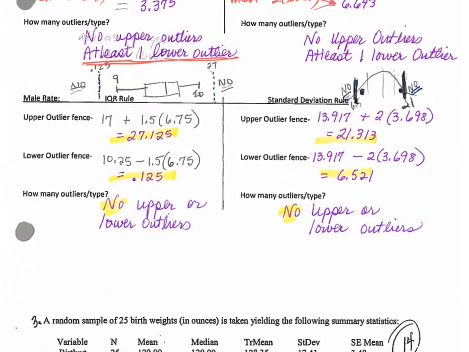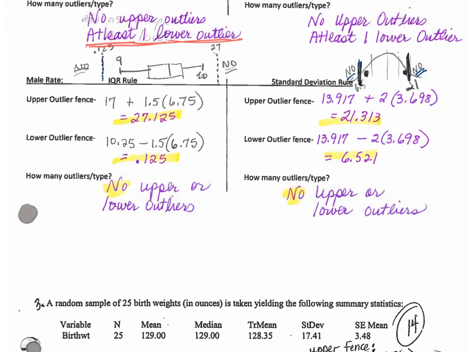Now you're going to do the same steps for the male data, same exact steps, and when you do this, you get these values for your fences, and you find that there are no upper or lower outliers for the male with the IQR rule, no upper or lower outliers for the male standard deviation rule.